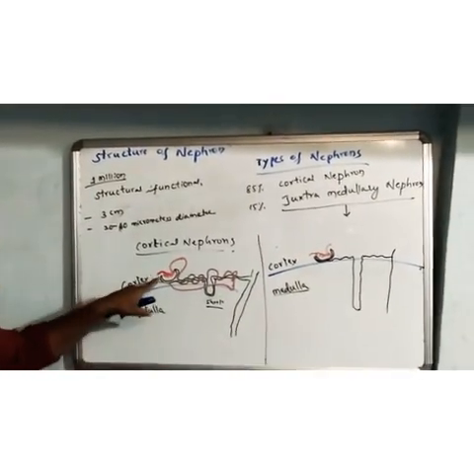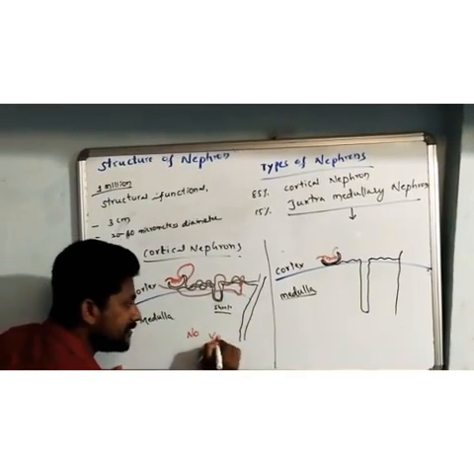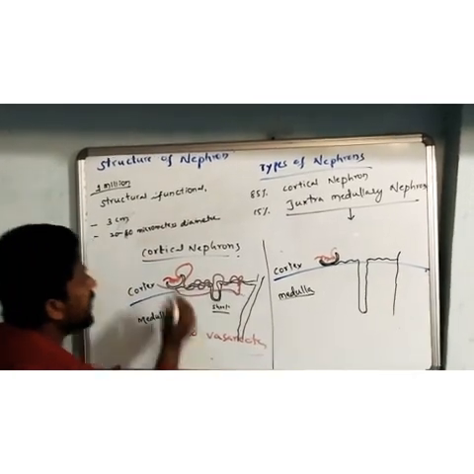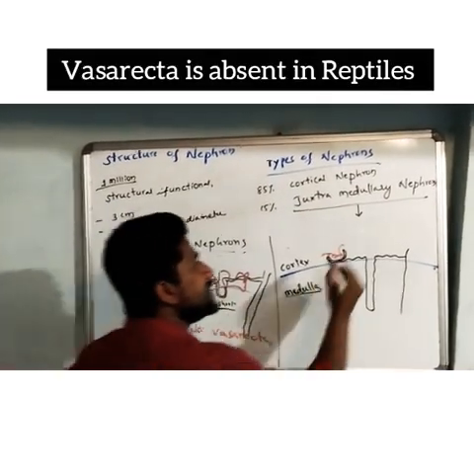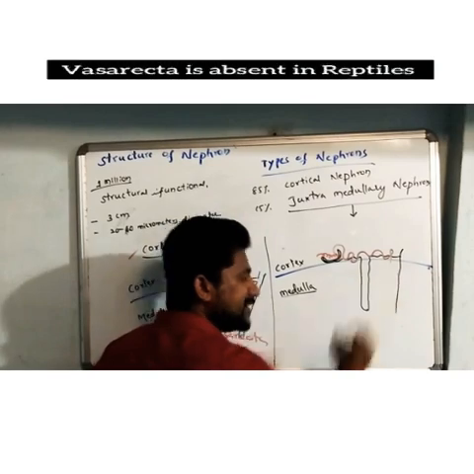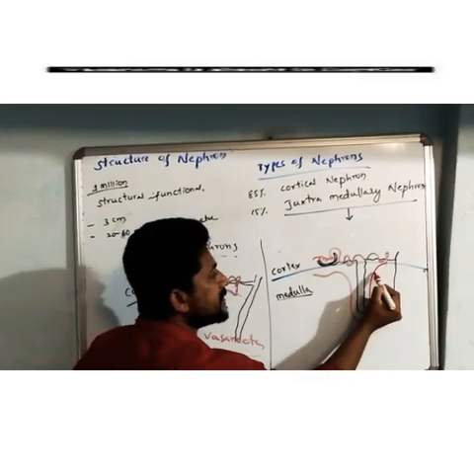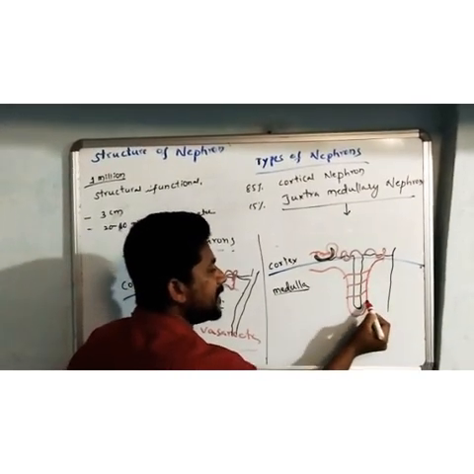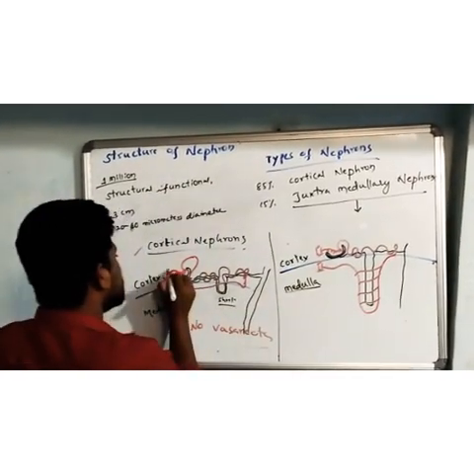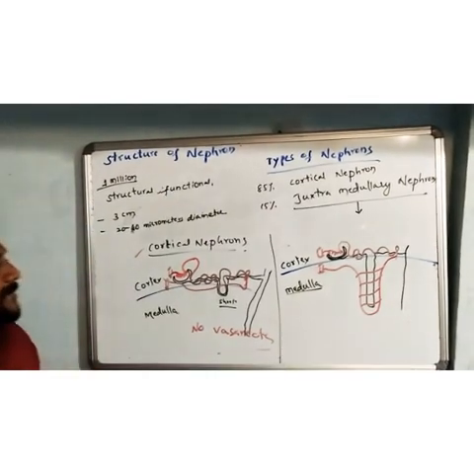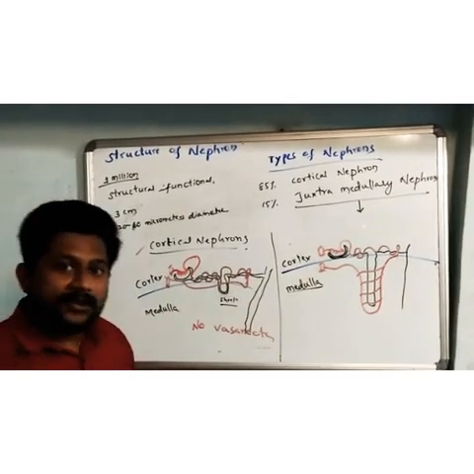And what about the peritubular capillaries here? In the cortical nephrons, peritubular capillaries are present but there is no vasa recta. But in the juxtamedullary nephrons, there is a capillary network and a well developed vasa recta is also present. See, this is the vasa recta. Okay, these are the major differences between the cortical nephrons and juxtamedullary nephrons.